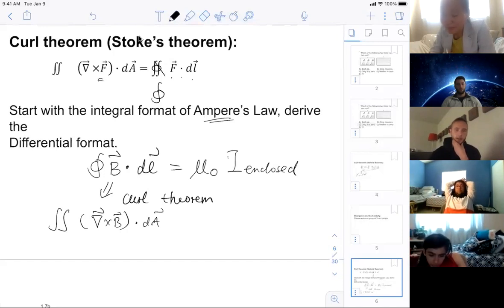No, can you explain why those are equivalent? Because I'm simply directly applying this theorem. This is telling me that for any vector, the left-hand side equals the right-hand side. I'm simply replacing F with B now.